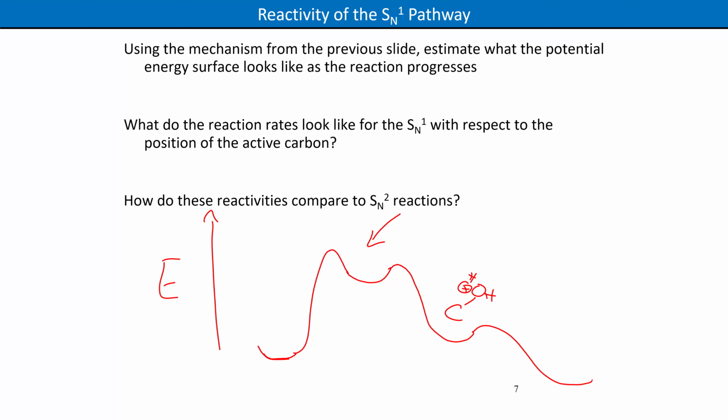Our final product. So for every step, for every arrow that you draw in a mechanism, you have one transition state. So the first one's the leaving, right? First one is leaving group leaves.